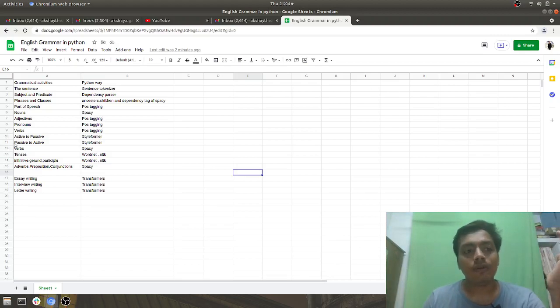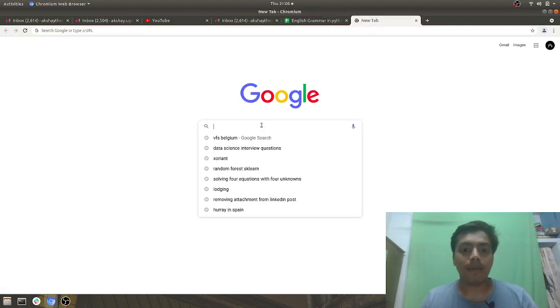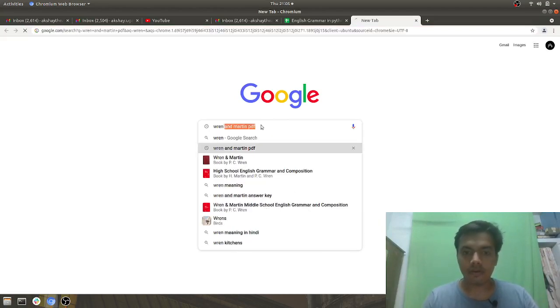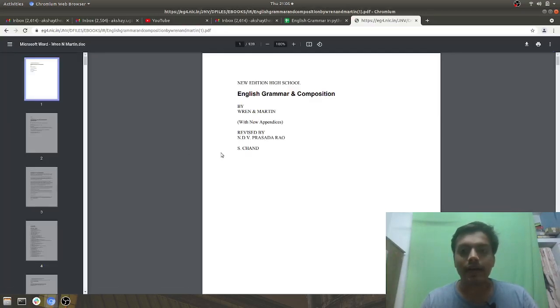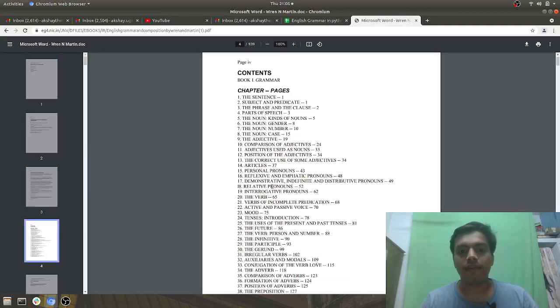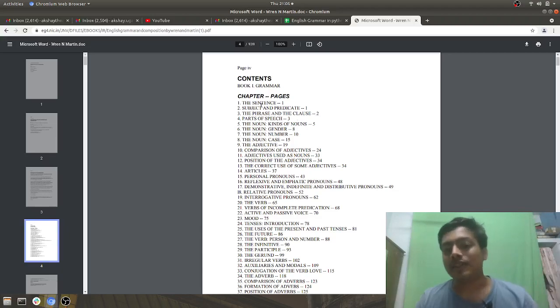The first chapter which begins in any English grammar is the sentences. Let's compare it with the Wren and Martin PDF. So this is the syllabus of Wren and Martin. The first thing is the sentence, and we have subject and predicate, phrases and clauses. Sentences are very simple. You have sentence tokenizers in many of the packages, so you can just pick a sentence and tokenize it.